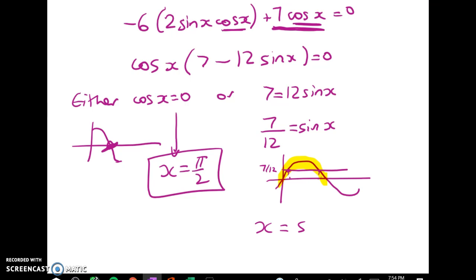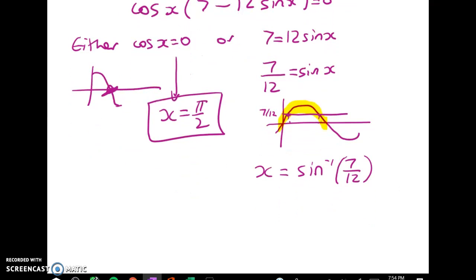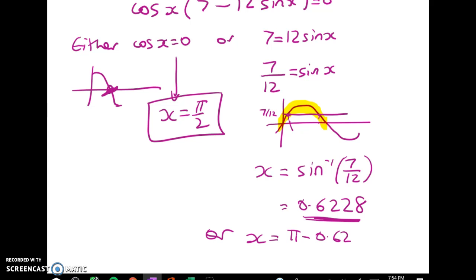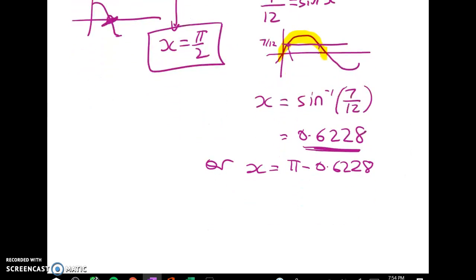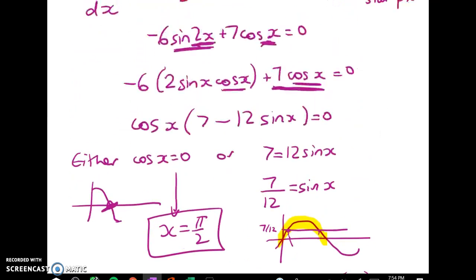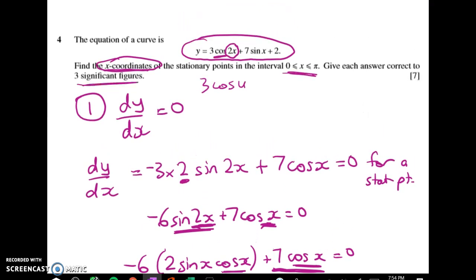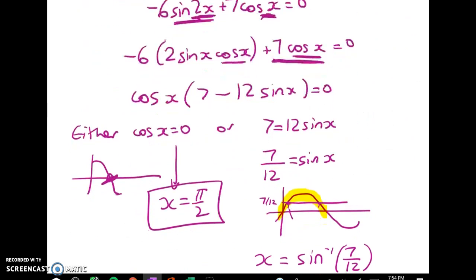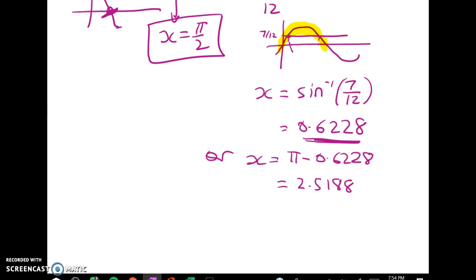My first value will be x is equal to sine inverse of 7/12, and that's going to give me 0.6228. Now I've got to round that, but I'm not going to do that quite yet. That's the first value here. The second value is going to be x equals pi minus that value. So that works out to be 2.5188. But just notice the rounding that I've been asked for in that question. Right, I've got to give each answer correct to 3 significant figures. So we do need to go back and round both of those.